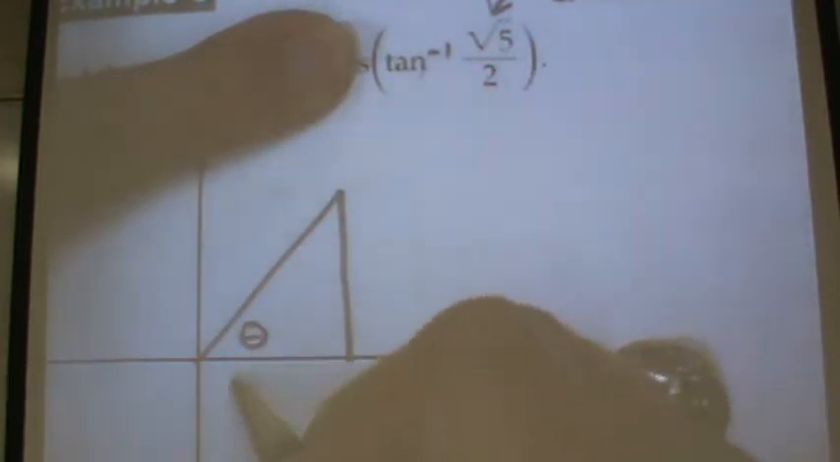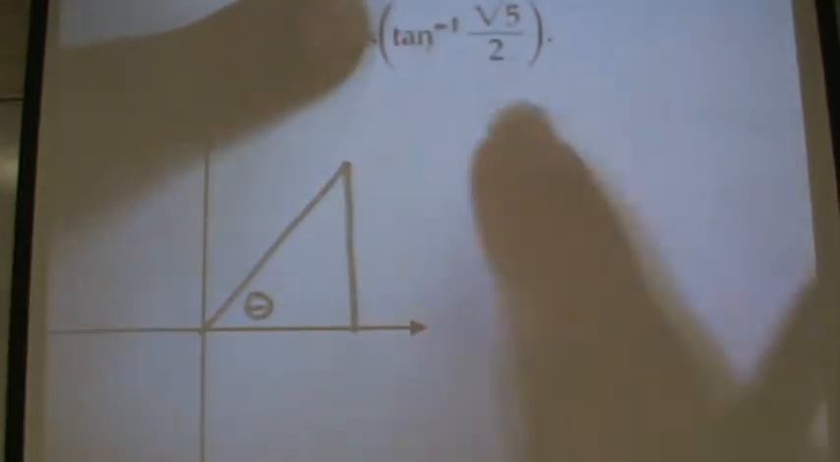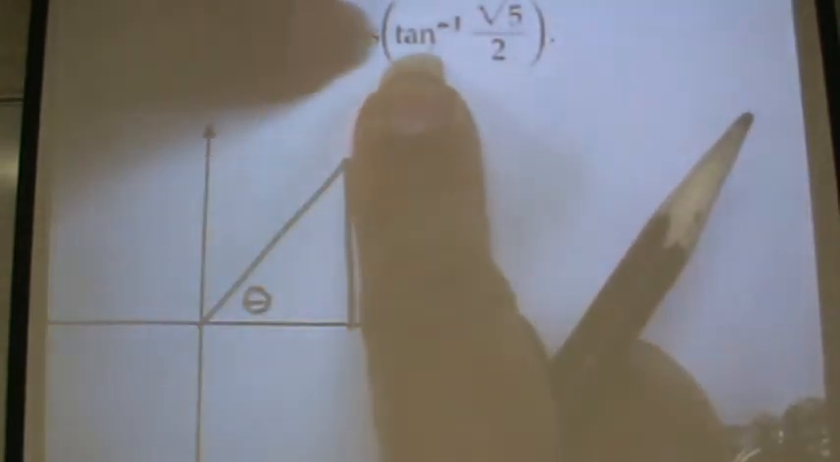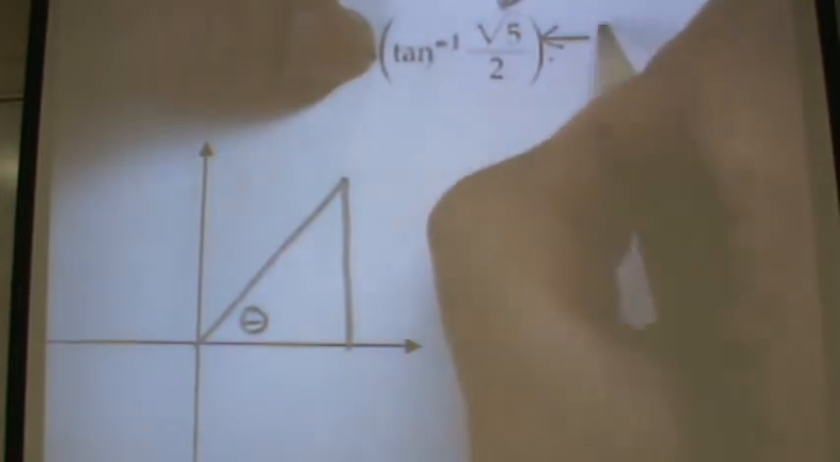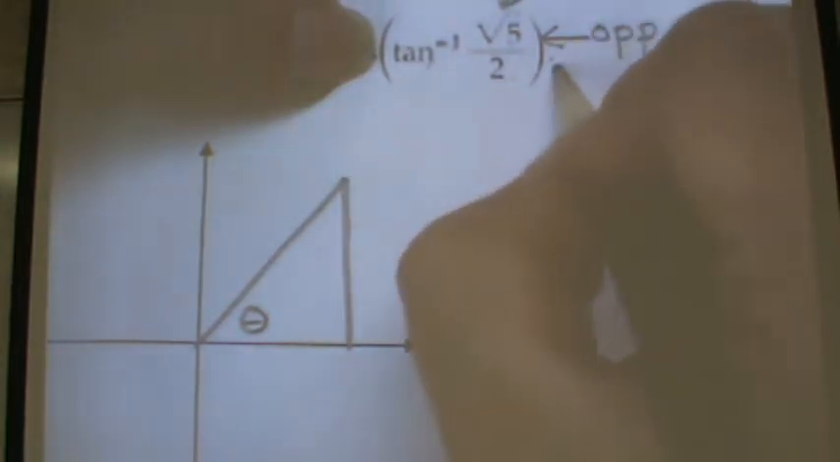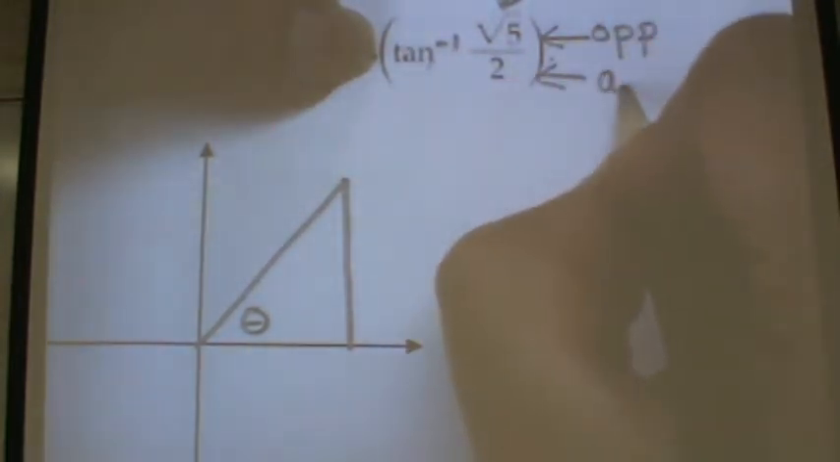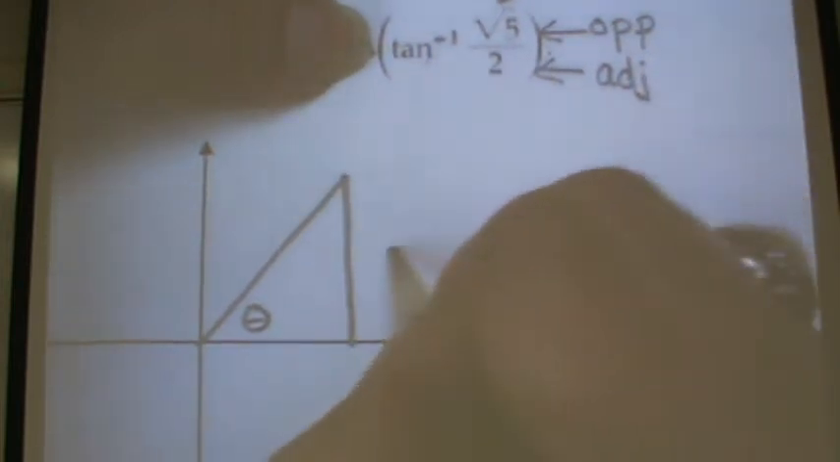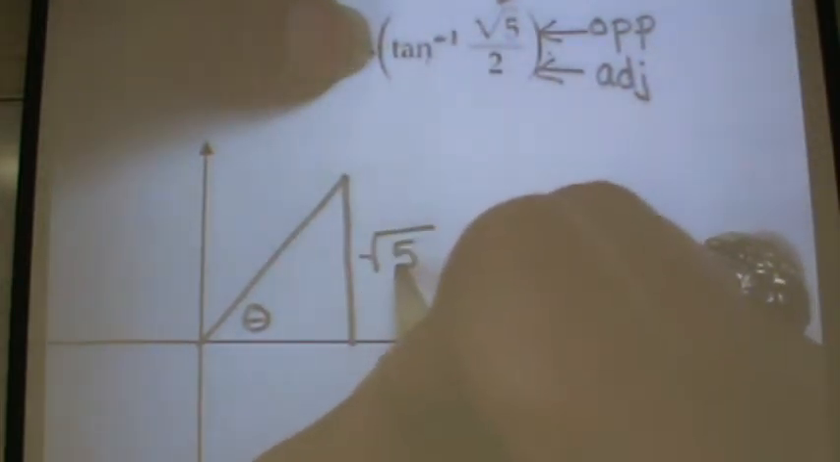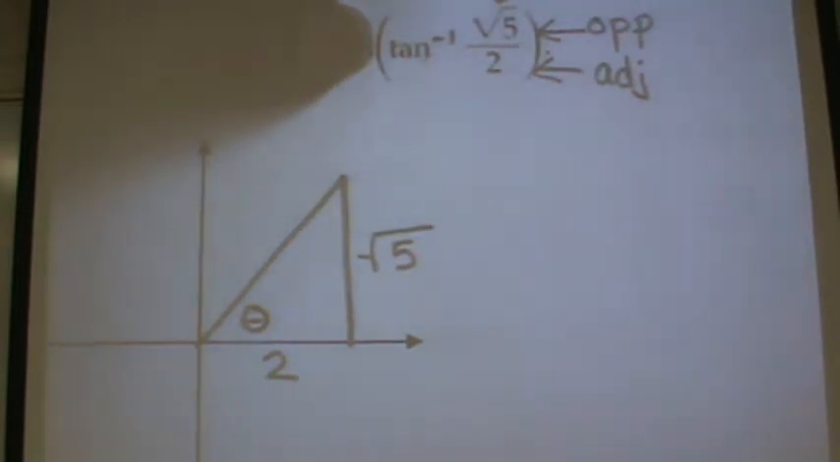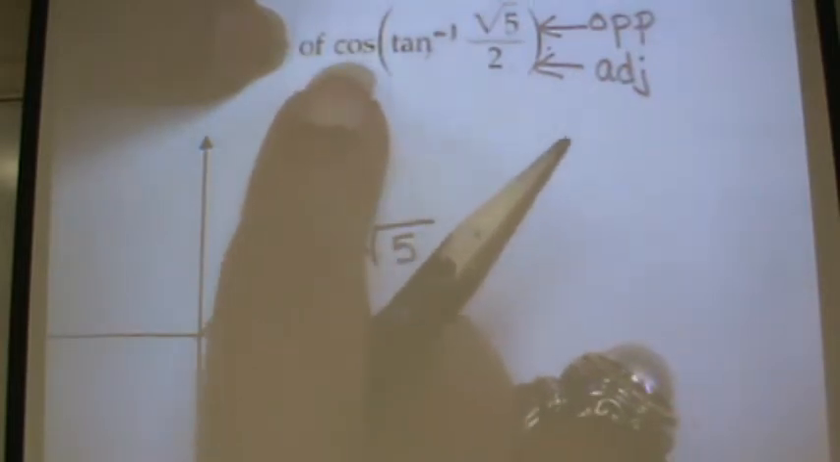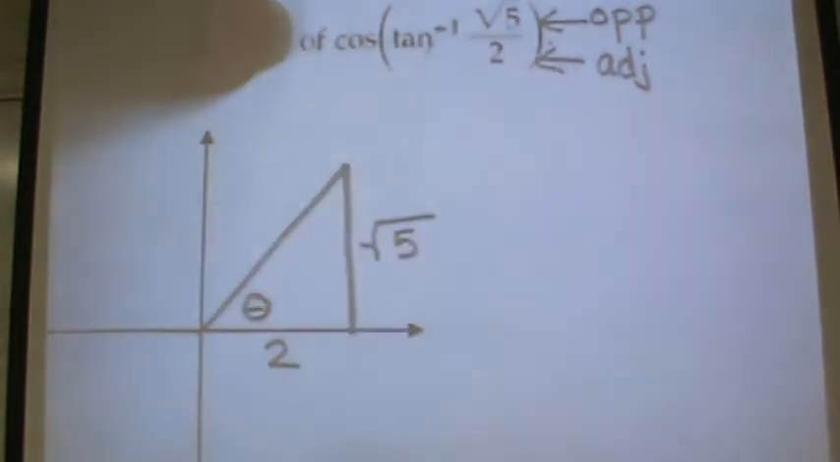Quadrant 1 is the quadrant. Why am I not in quadrant 4? Because it's positive. So what I want you to do is draw a triangle in quadrant 1. And I need to name these sides. What gets what because of that word? Tangent means what? Opposite over what? So do you all agree, I'm going to call this root 5 and this 2? Yes or no? Yeah.